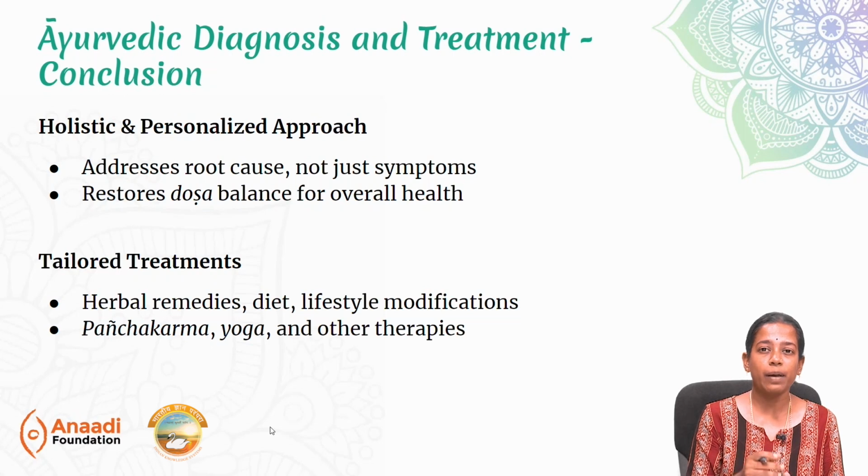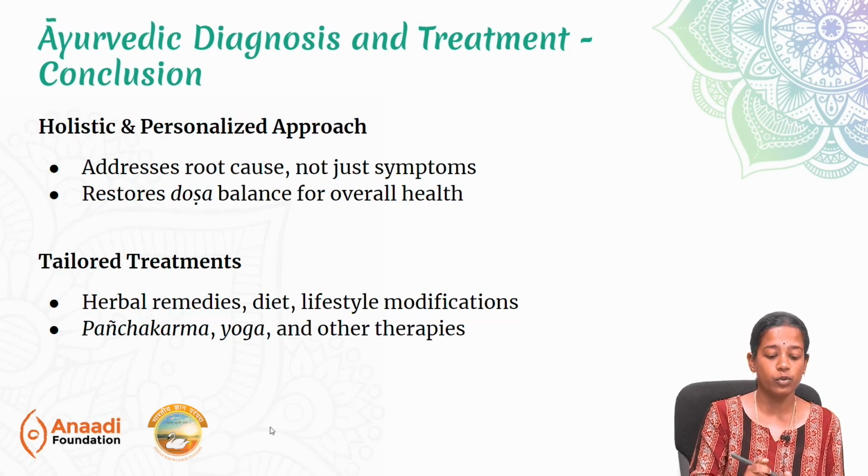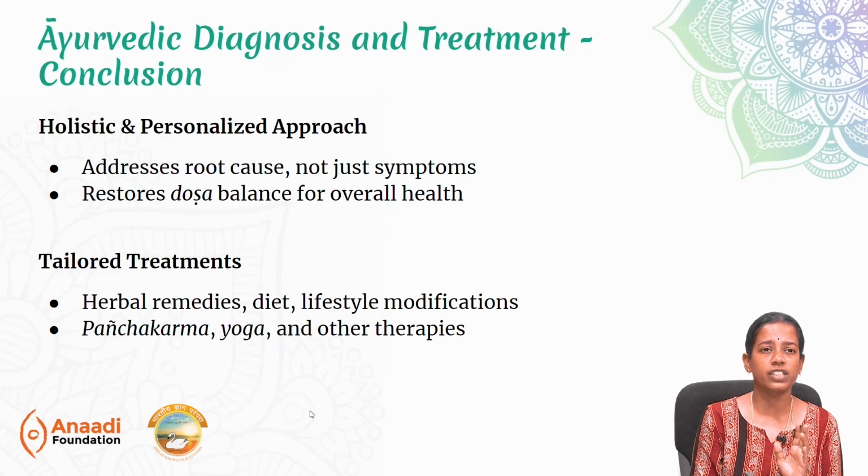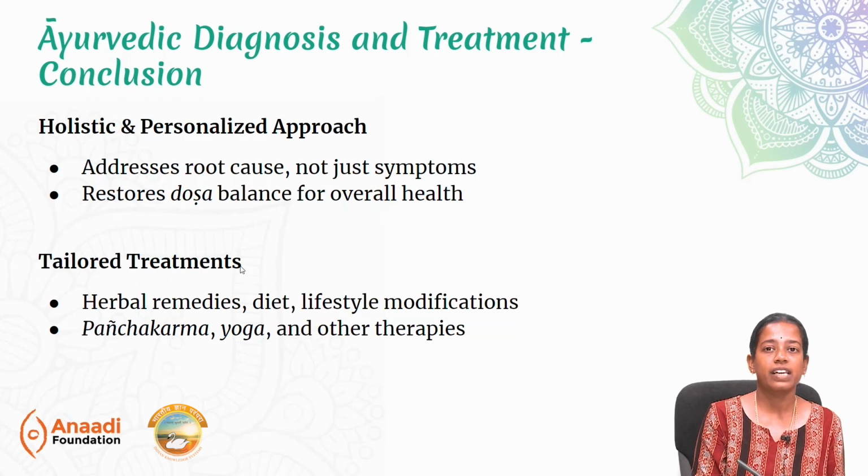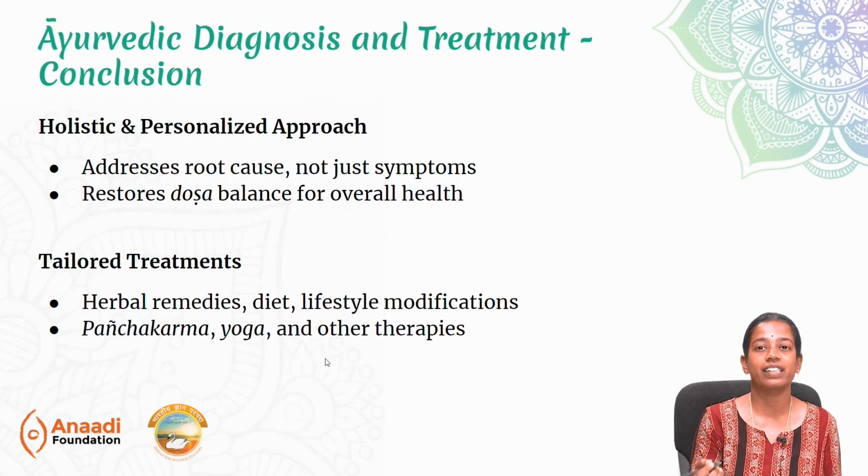So, we are able to clearly see that the Ayurvedic diagnosis and treatment process is very holistic and provides a very personalized approach because it tries to address the root cause and not just the symptoms. It tries to restore the doshic balance to ensure overall health. Hence, it can be very individualized treatment as well. The tailor-made treatments can be in the form of herbal remedies, diets and lifestyle modifications. Some examples include Panchakarma Chikitsa, yoga and other therapies.